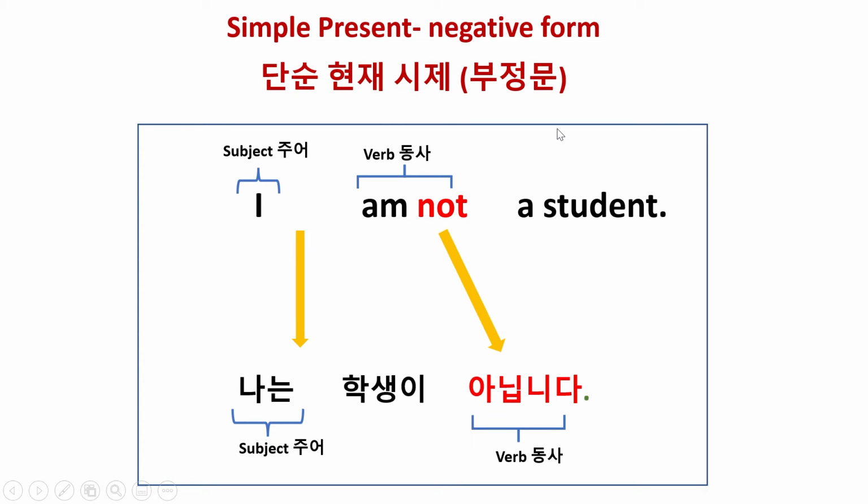First, to-be verbs. For example, I am not a student. 나는 학생이 아닙니다. So after the verb am, we use not. In Korean, we use an to make the sentences negative. And in English, for to-be verbs, we just need to add not.